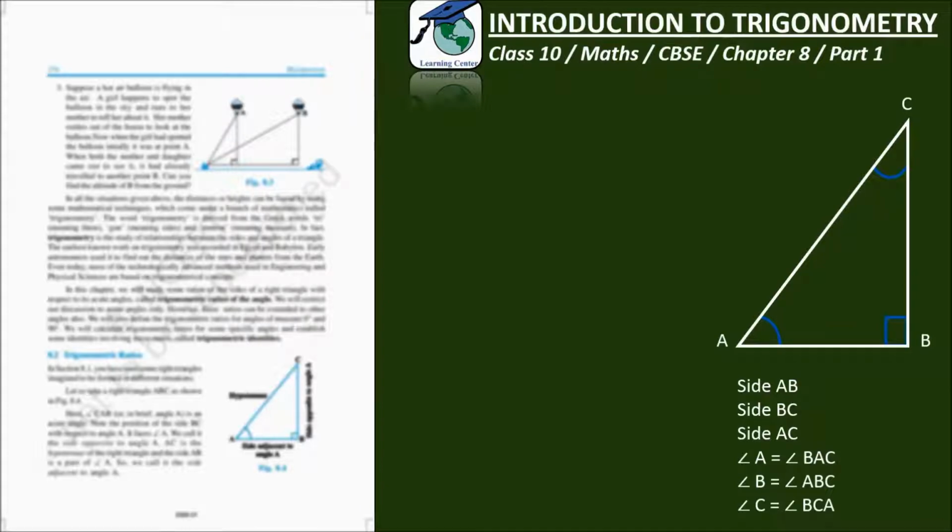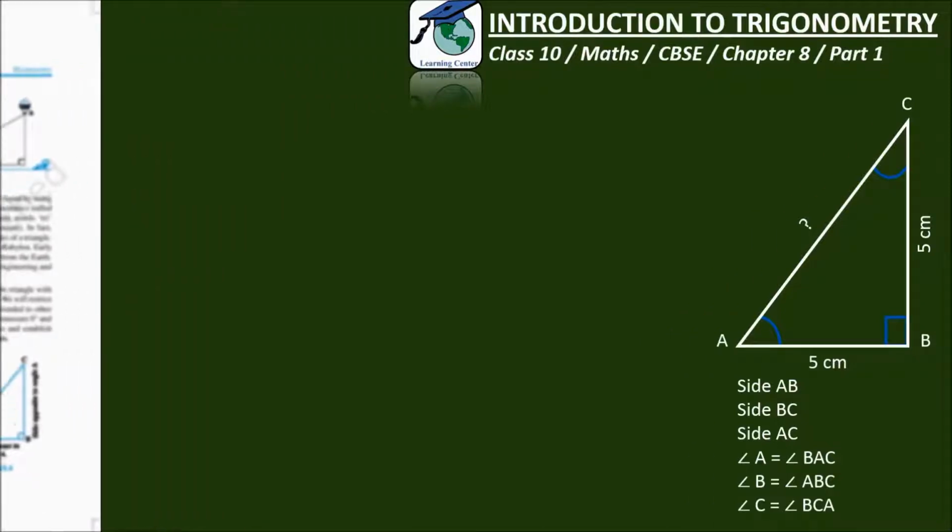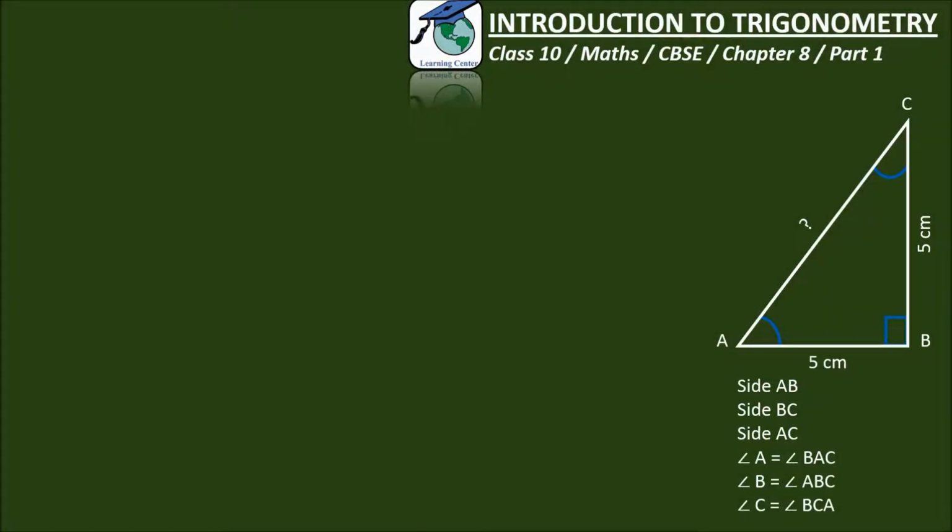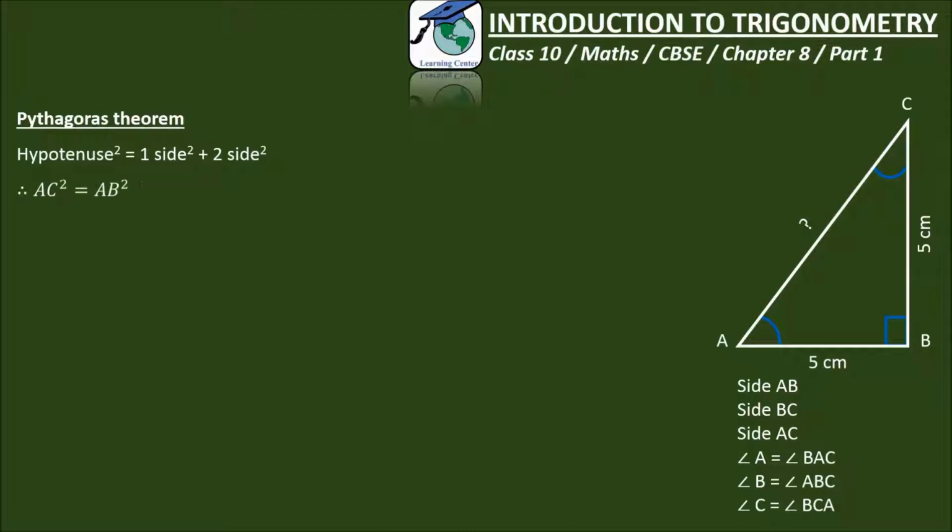In this triangle ABC, suppose AB is equal to 5 cm and BC is also equal to 5 cm. So now how can we find AC? We can find AC by the Pythagoras theorem. That is, hypotenuse square is equal to one side square plus other side square. Here the hypotenuse is AC. One side we can take as AB and the other side we can take as BC. So AC square is equal to AB square plus BC square.